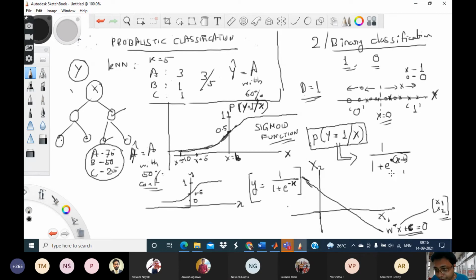You may know the equation of the straight line to be x2 equal to m x1 plus c, or a x1 plus b x2 plus c equal to 0. This a x1 plus b x2 plus c equal to 0 may as well be written in the form W transpose x plus c, where W is the vector (a, b), x is the vector (x1, x2), and c is what you just call the intercept.